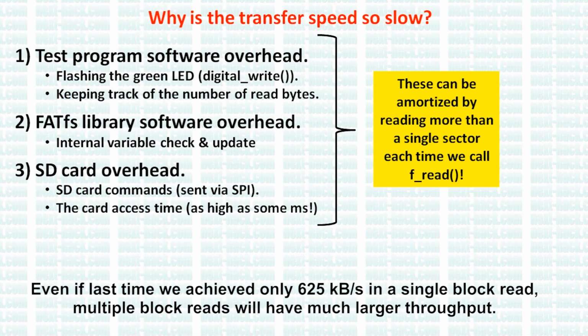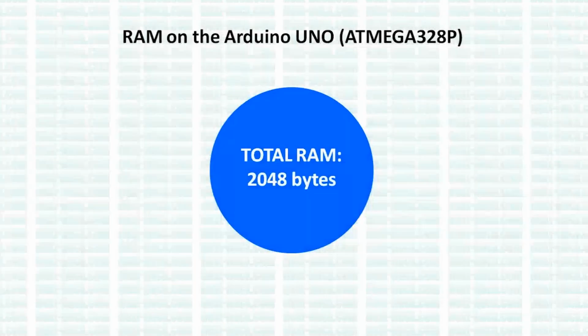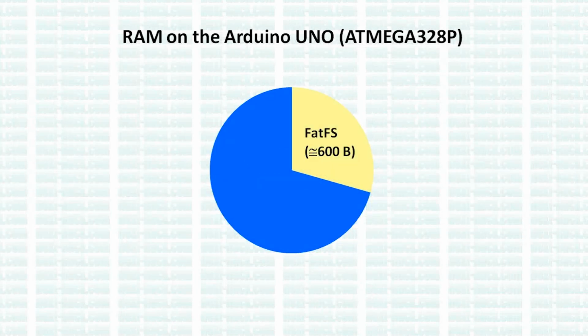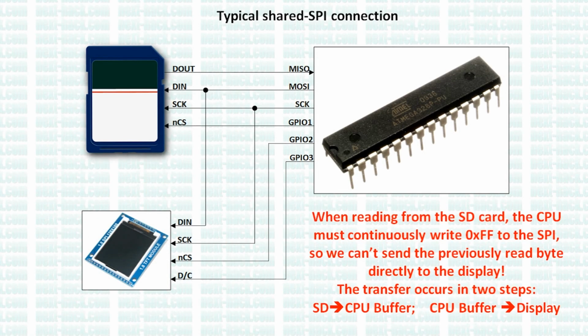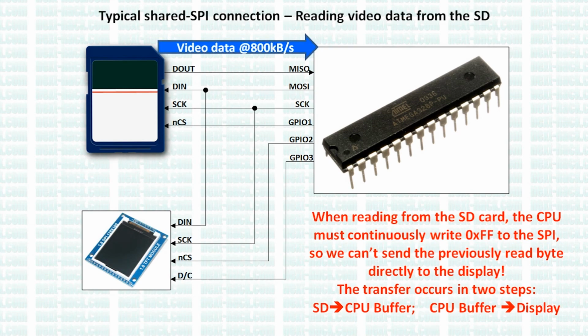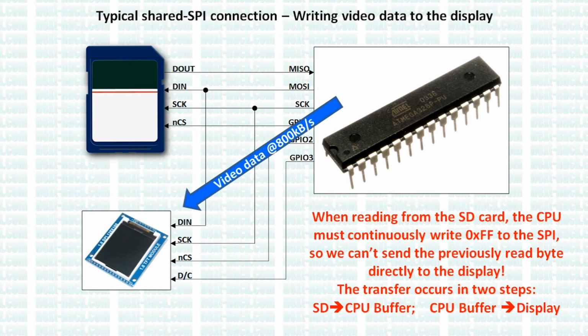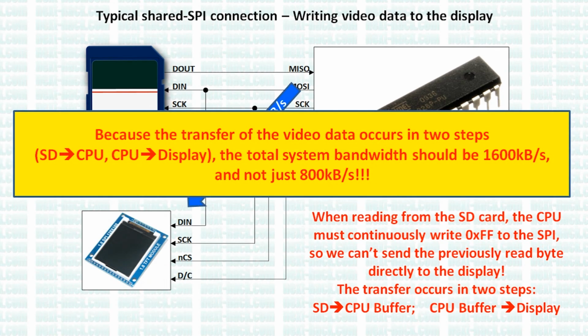We already said in the previous video that the throughput can be improved by reading more than one sector at once. However, other two problems arise. First, the Arduino Uno has just 2 kilobytes of RAM, and the FATFS library alone already takes roughly 600 bytes, leaving space only for less than 3 sectors. Second, we must then send the data we read from the SD card to the display using the same USART. Therefore, the total system bandwidth would be 1.6 megabytes per second, and not just 800 kilobytes per second.